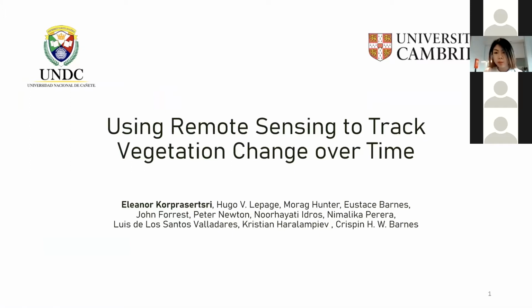So, why remote sensing? We use remote sensing because there are over 30 years worth of data to analyze, and the regions that we're analyzing are in mountainous regions, which are difficult to travel to in real life.